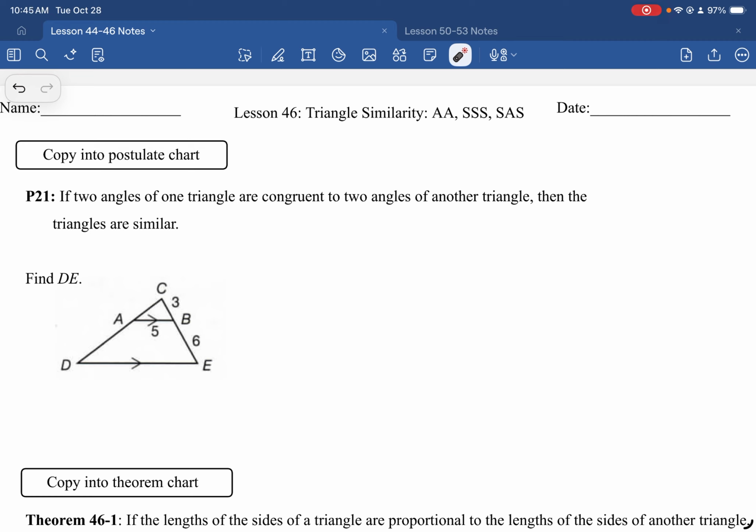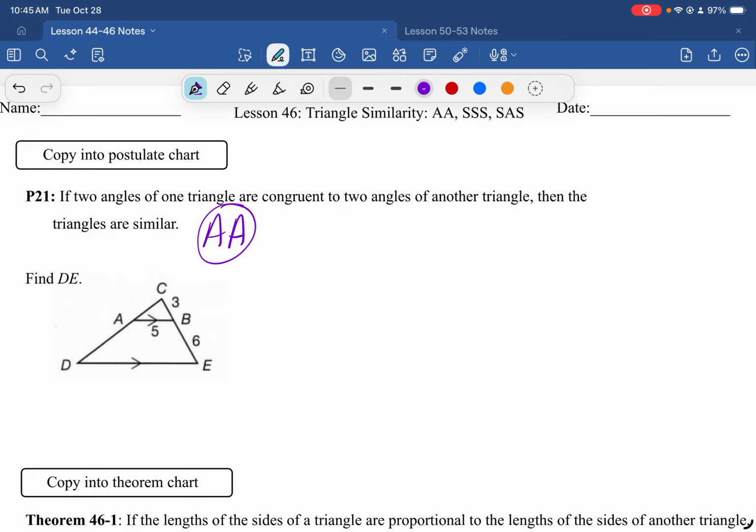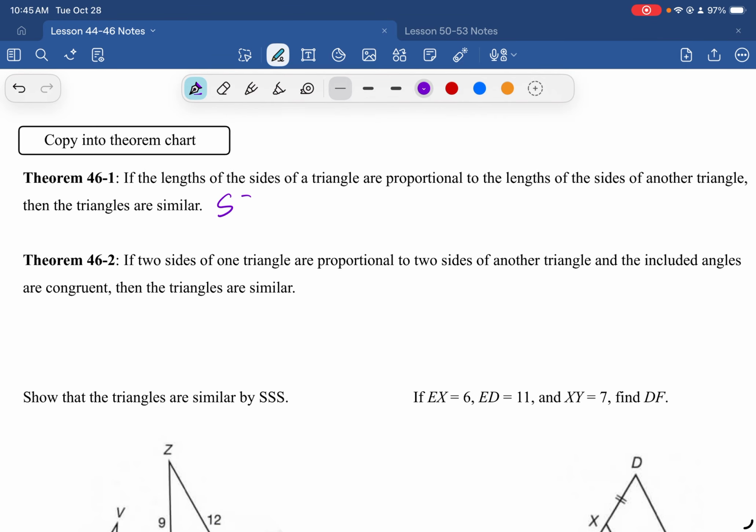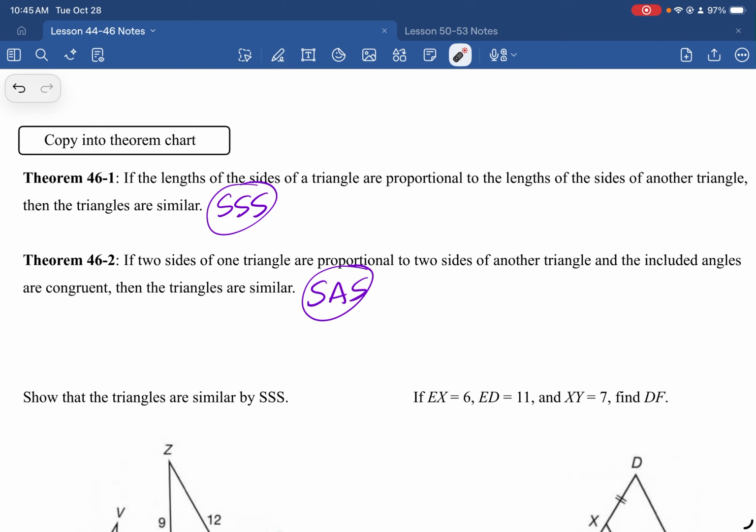This first postulate says that if two angles of one triangle are congruent to two angles of another, then the triangles are similar. So this goes with angle, angle. Down here, we'll be dealing with side, side, side, and side, angle, side. And I'll just cover those real quick.